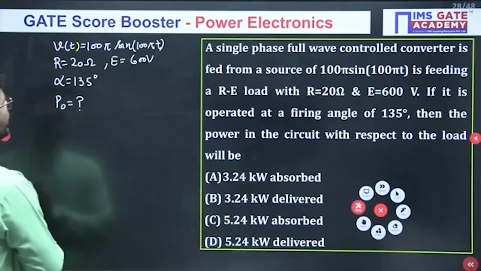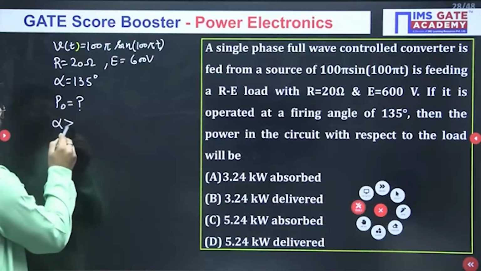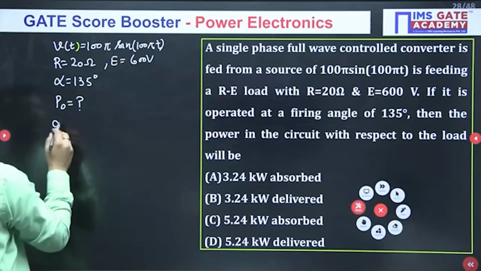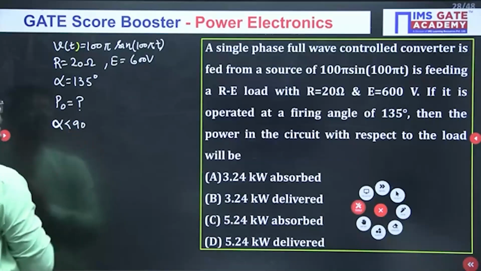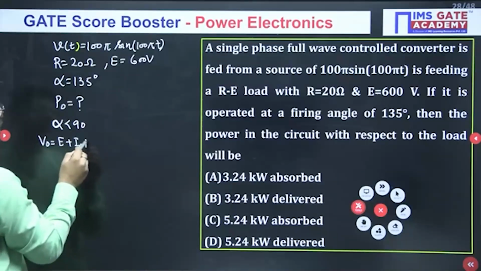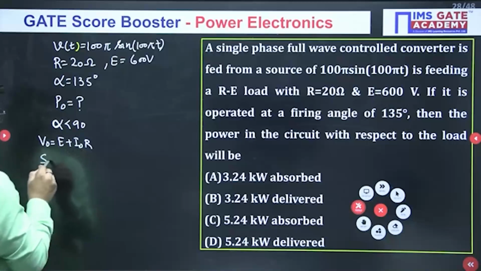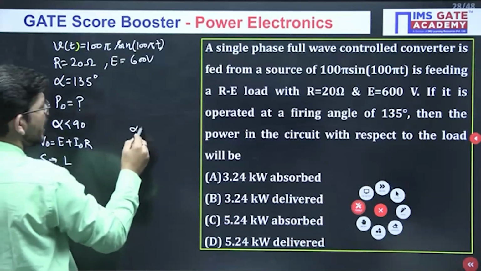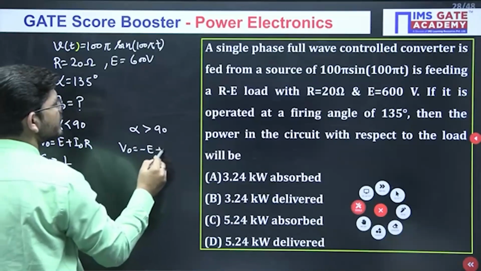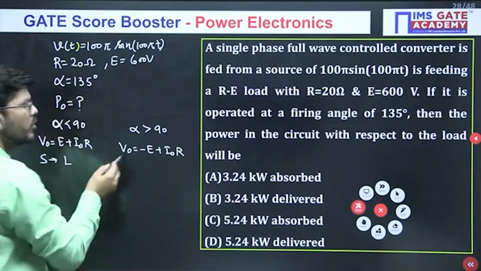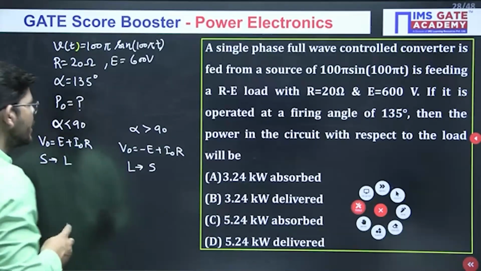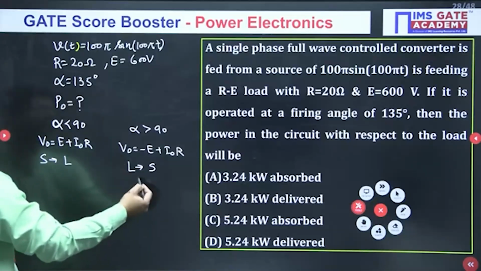See what we have to do here. Whenever your alpha is less than 90, the load side KVL should be V naught equals E plus I naught R, and the source is delivering power to the load. Whenever alpha is greater than 90, the load side KVL will be V naught equals minus E plus I naught R. We have to reverse E because V naught will be negative, and power will be delivered from load to source. This is what we will be getting, and we are under this condition.